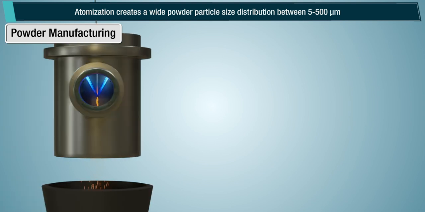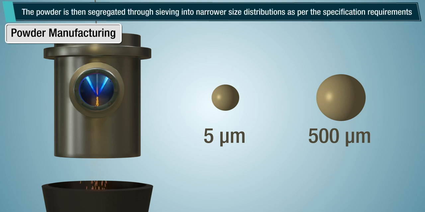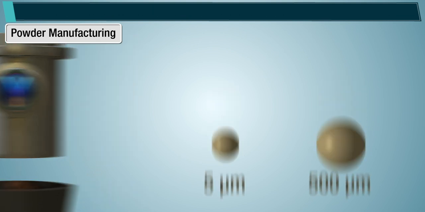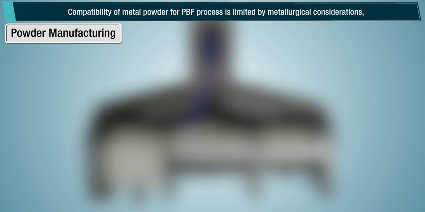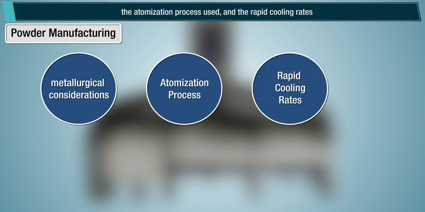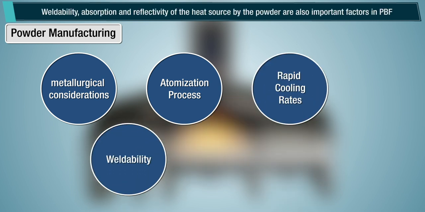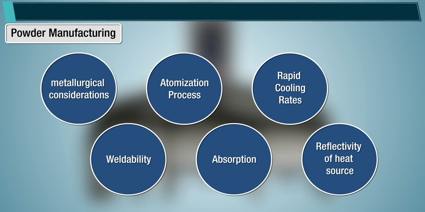Atomization creates a wide powder particle size distribution between 5 to 500 micrometers. The powder is then segregated through sieving into narrower size distributions, as per the specification requirements. Compatibility of metal powder for powder bed fusion process is limited by metallurgical considerations, the atomization process used, and the rapid cooling rates. Weldability, absorption and reflectivity of the heat source by the powder are also important factors in powder bed fusion.